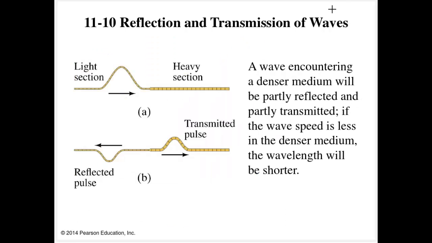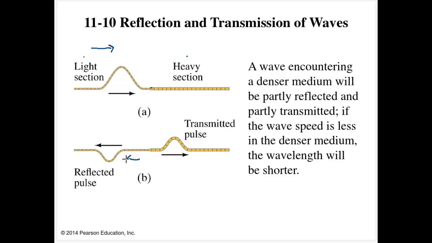If we consider a rope that's going from a light section to a heavy section, we have some wave coming down there, what's going to happen is, the same type of thing, it's going to be partially transmitted and partially reflected. The heavier section is going to pull down on the rope, much like the tacked down version from the previous slide.